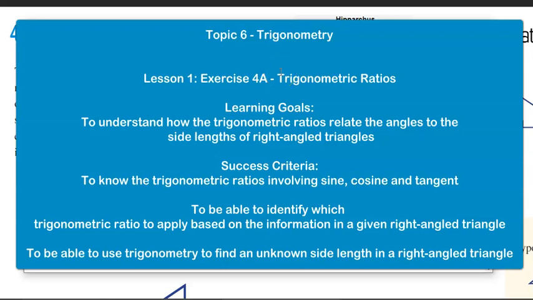This is a new topic, topic 6, trigonometry. And this is lesson 1, exercise 4a, trigonometric ratios. The learning goal for this one is to understand how the trigonometric ratios relate the angles to the side length of a right angle triangle.